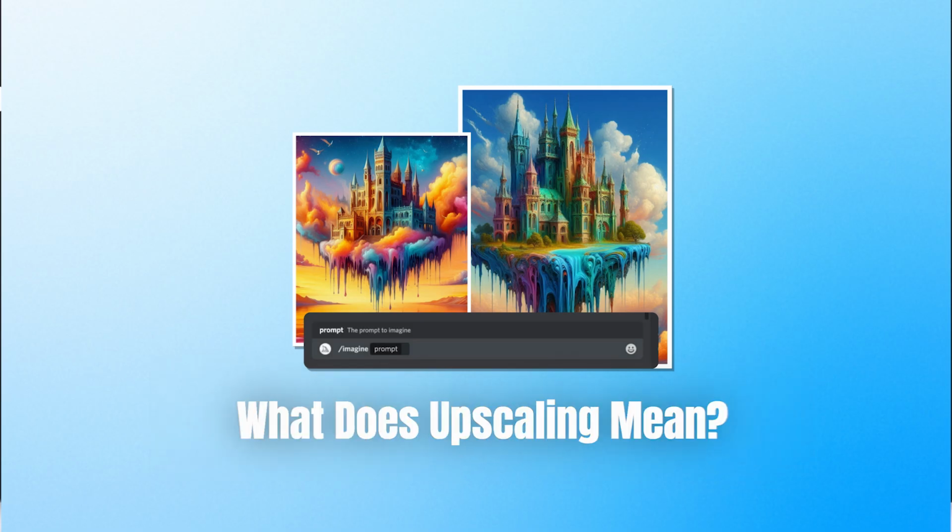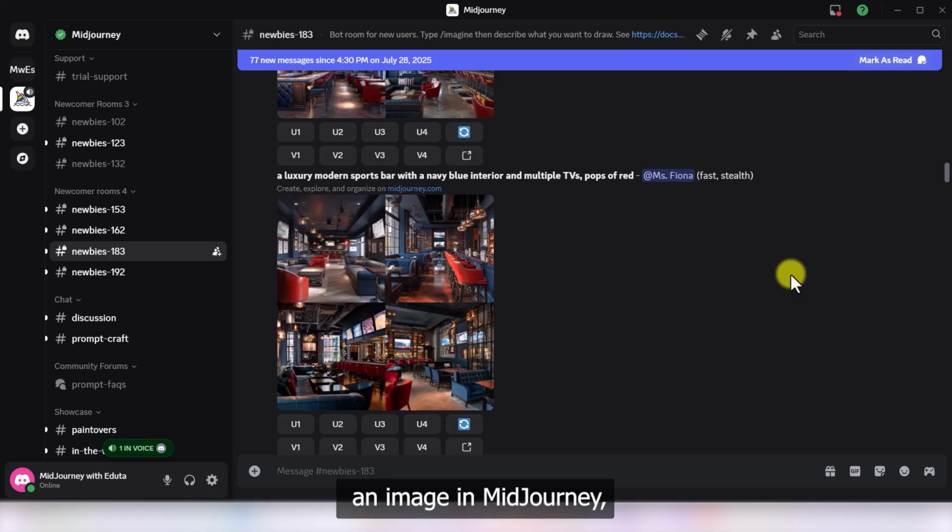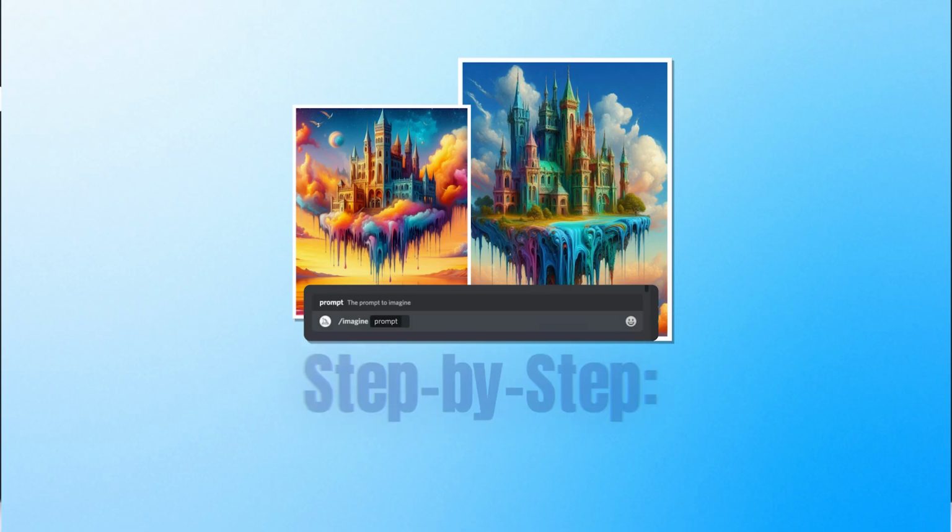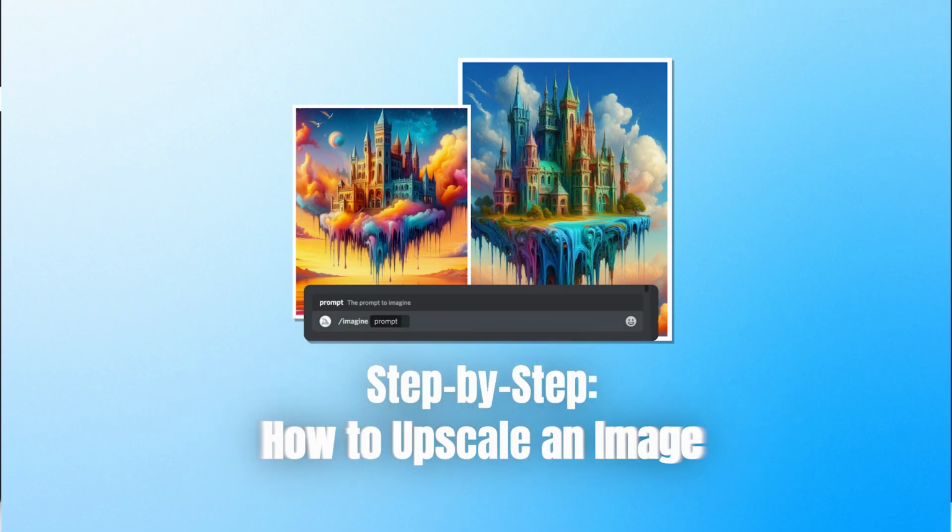What does upscaling mean? When you first generate an image in Midjourney, you receive a small grid of 4 low-resolution previews. These are great for quick comparisons but too small or blurry for printing or publishing. Upscaling takes one of those previews and rebuilds it in high resolution. This process adds detail, texture, and sharpness, making the image ready for download, display, or editing. Step by step, how to upscale an image.